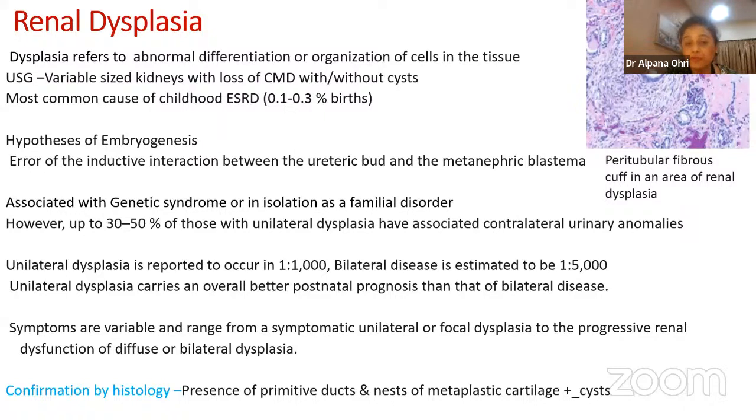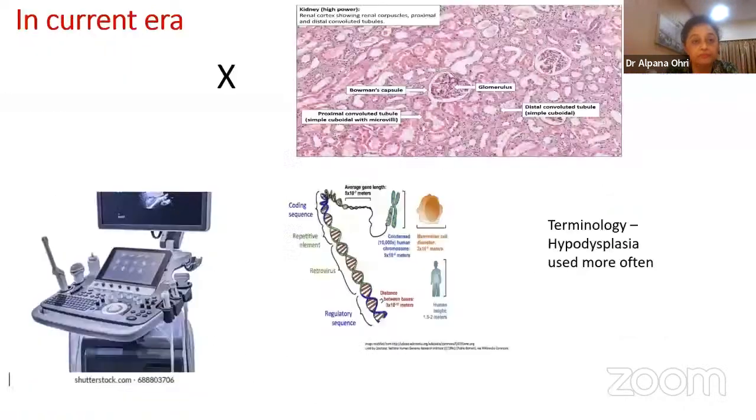However, up to 30 to 50% of all those with unilateral dysplasia have contralateral urinary abnormalities. The incidence of unilateral dysplasia is about 1 in 1,000 and of bilateral 1 in 5,000. Unilateral dysplasia obviously has better postnatal prognosis than the bilateral one. The symptoms are variable and range from symptomatic unilateral disease, focal dysplasia, to progressive renal dysfunction, which is seen with diffuse or bilateral dysplasia. Again, confirmation of renal dysplasia mandates histology.